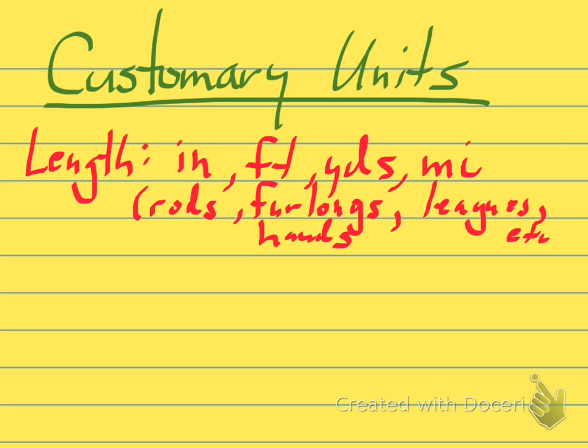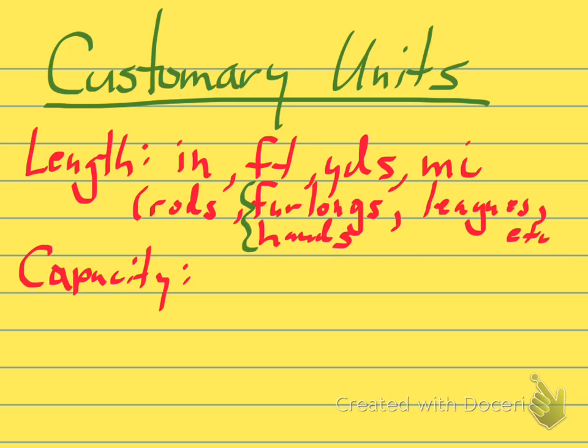Knots, hands is one that outside of Kentucky probably nobody would even know, to measure how high a horse is or how tall a horse is. Furlongs and hands. Actually, the interesting thing, these two in the middle, these are very unique to Kentucky because they have to do with the horse racing industry. All right, so that's ways to measure length.